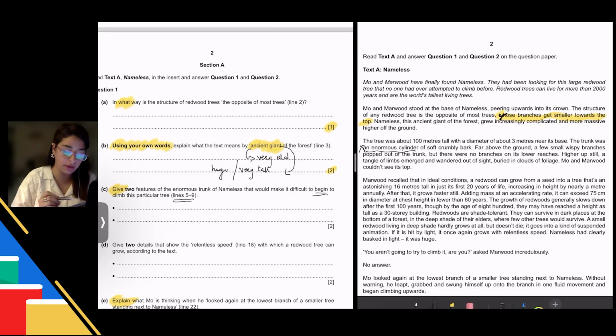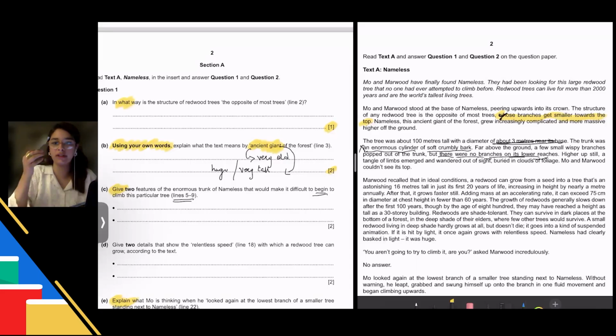However, if we talk about the idea of how the base is rather thick at the beginning, that is something that could work. If we talk about how the overall structure or the bark itself is soft and crumbly, that could work, because obviously that implies that it's very difficult to grab on to the tree itself. Another idea that we could associate with this answer could be how there were no branches in its lower reach.